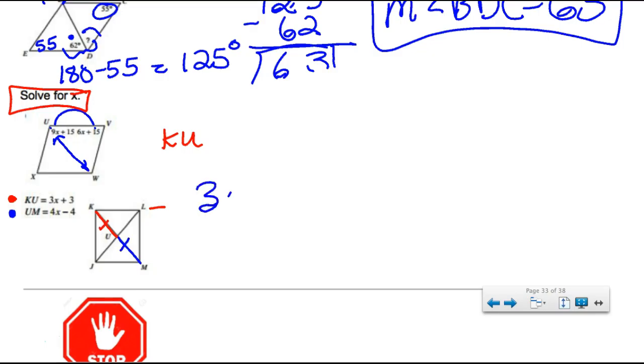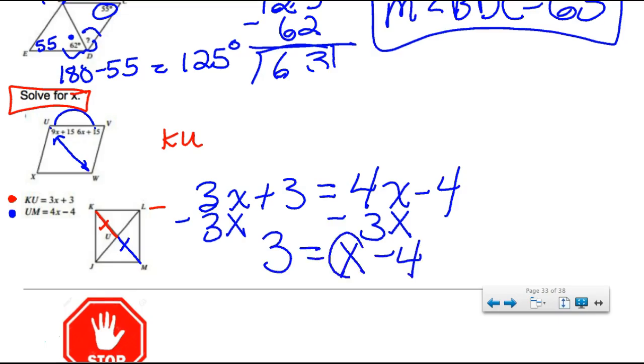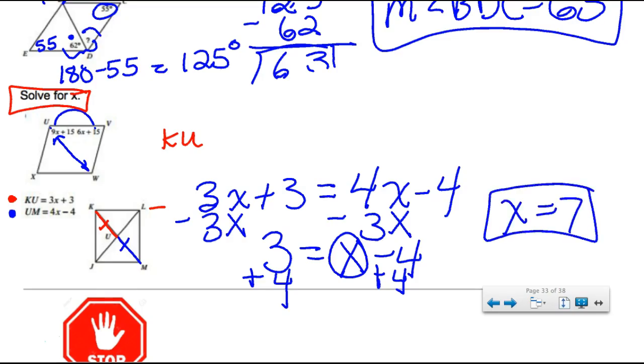So I know that 3x plus 3, KU, has to be equal to 4x minus 4 for the diagonals to bisect each other. I'm going to get my variable on one side. I'm going to get 3 is equal to 1x, or just x, minus 4. I'm going to add 4 to both sides, giving me an x of 7. And it said to solve for x, so I'm done. So that's it for this one.